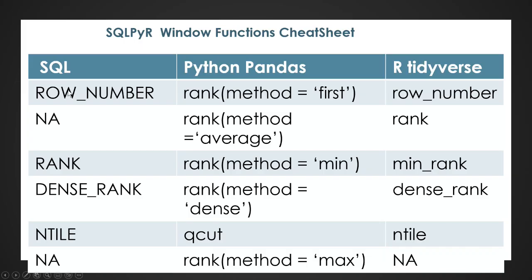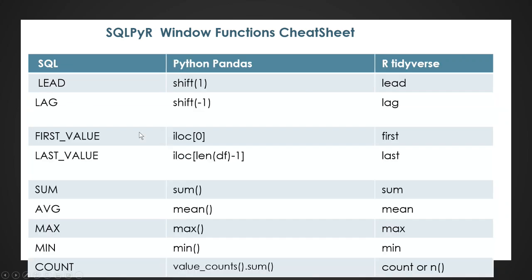Last video, we did the window functions: row number, rank, dense rank, ntile, etc. That was the first page in our cheat sheet. So today we're going to do aggregate and value functions. Here's the new cheat sheet, and we'll be covering lead, lag, first and last value, sum, average, max, min, and count, and their variations in SQL, Python Pandas, and the R tidyverse.